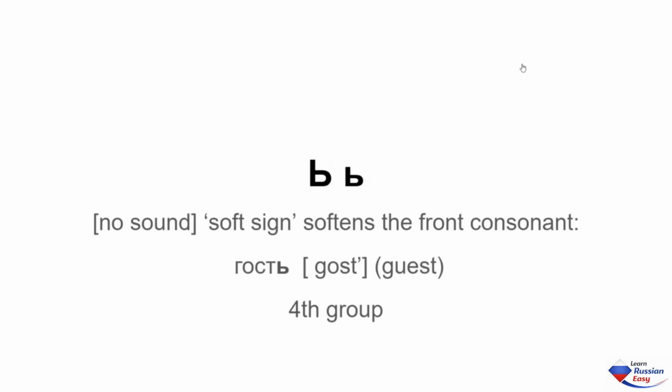And the last one. We call it the soft sign. There is no sound for this letter, as well as for the hard sign. The soft sign softens the preceding consonant. For example, in the word гость, which means guest, you can hear that t sounds soft. Don't worry, we will talk more about reading rules in the next lesson.